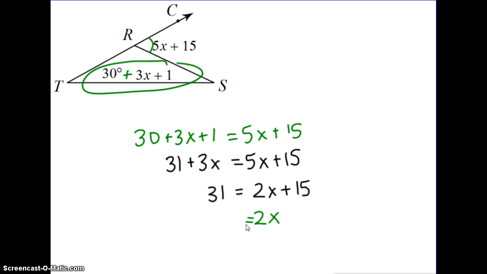2x equals 16. And then divide by 2, x equals 8. But remember, we're not just looking for 8. We need to plug it back in. So 5 times 8 plus 15 equals 55. Alright, that's it for today and the angle relationships of a triangle.